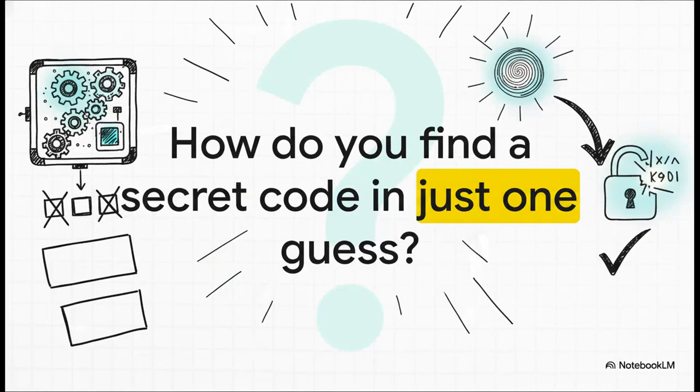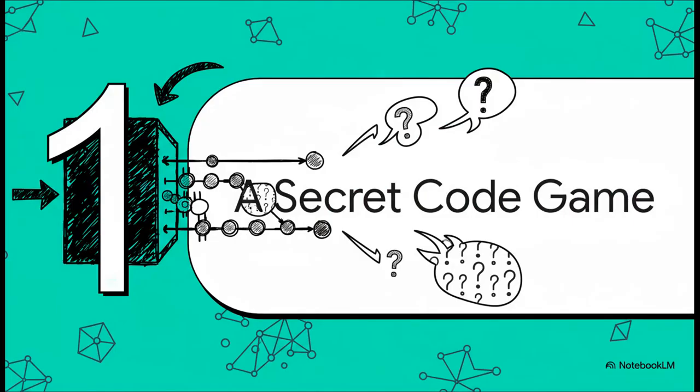So imagine you're playing a game. There's a machine, it has a secret code, and your job is to figure it out. Pretty simple, right? But here's the catch. You want to do it in the fewest possible guesses. Well, what if I told you that with a little bit of quantum magic, you could find the entire code in just one shot?